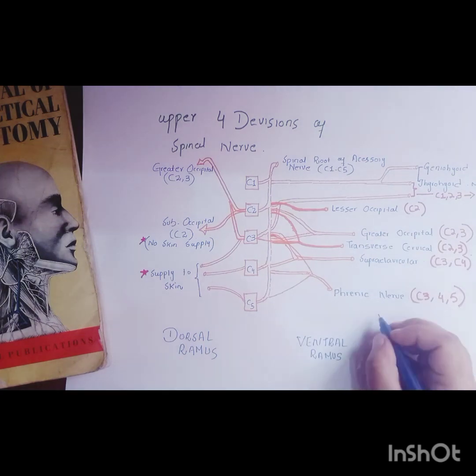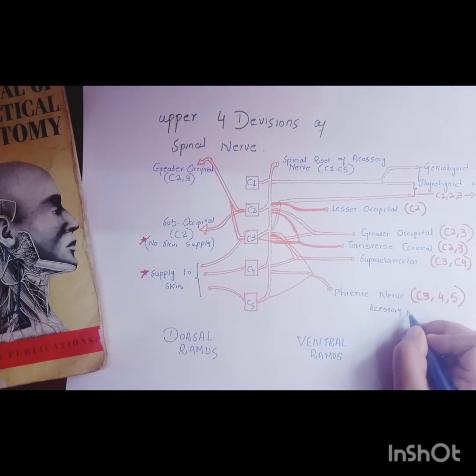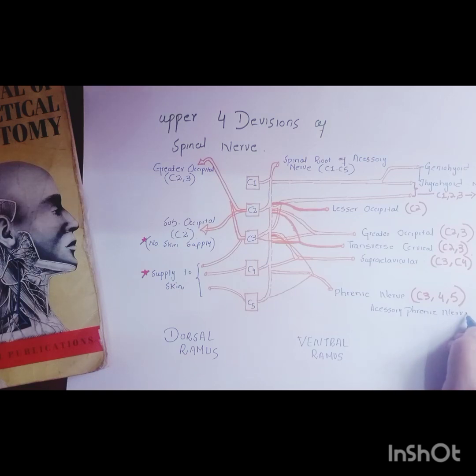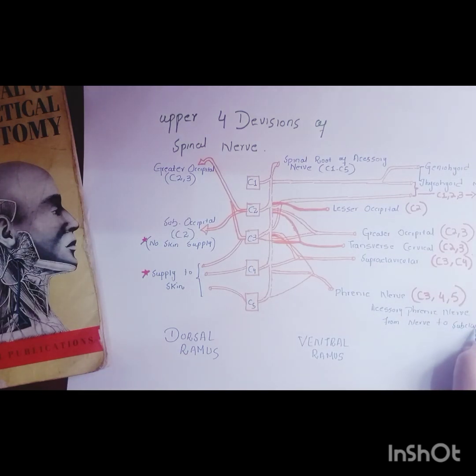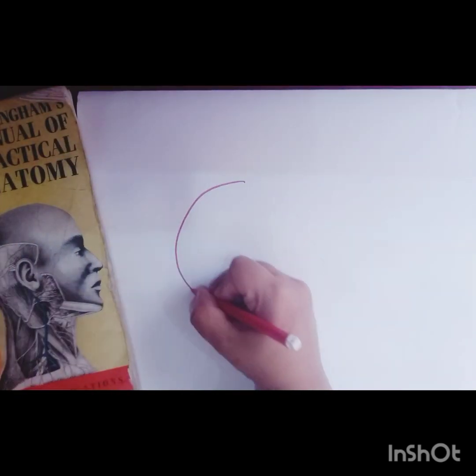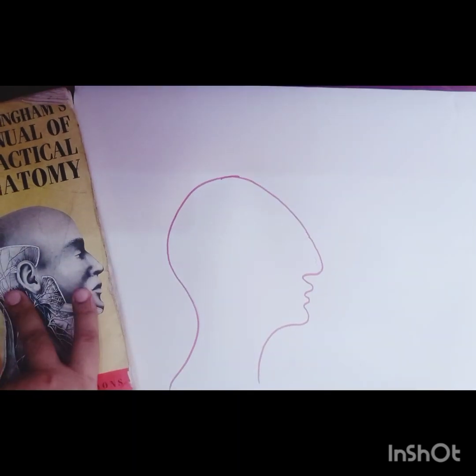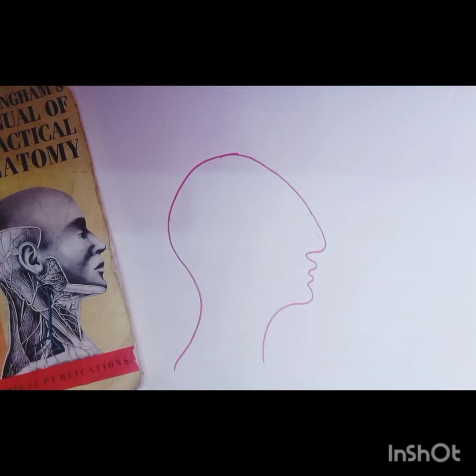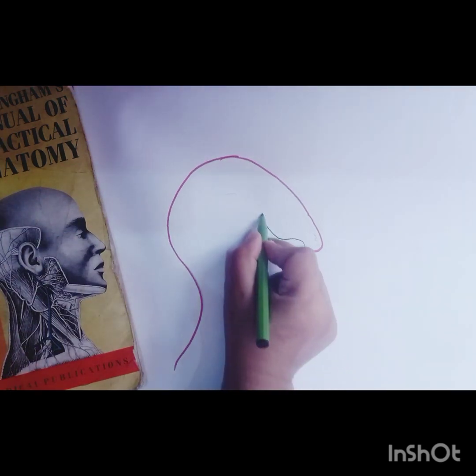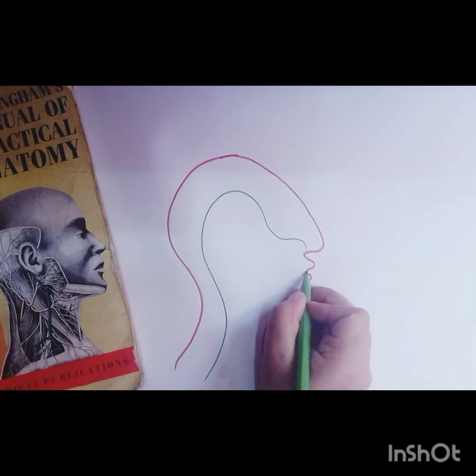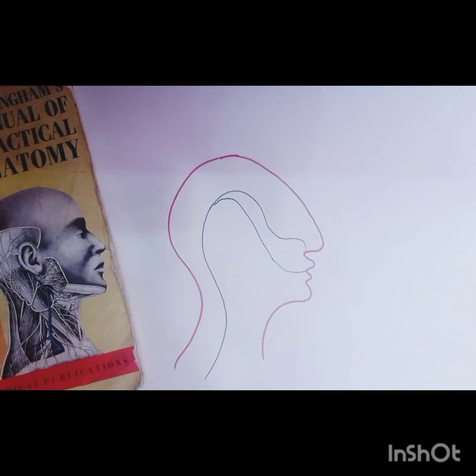And it is the accessory phrenic nerve from the nerve to subclavius. Now, I will explain the nerve supply of the face and scalp by drawing a rough sketch. And now, basically different regions of the face and scalp are supplied by different nerves.